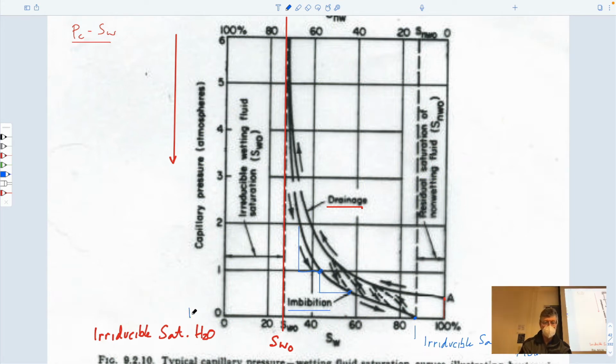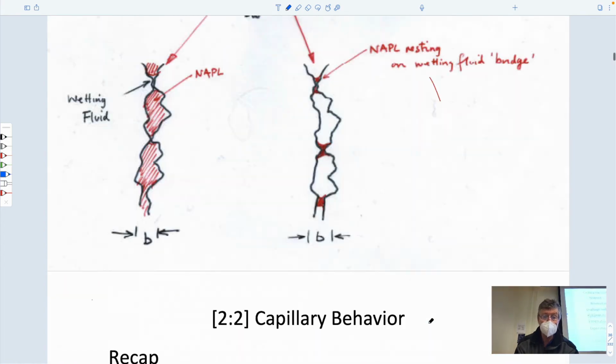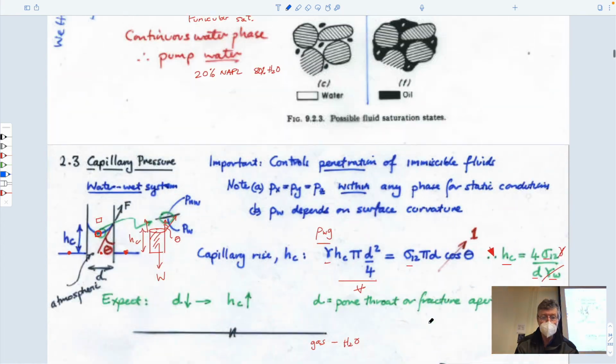This would be wetting. H2O is synonymous with wetting. Non-wetting would be either our air or our NAPL. That's important. And this says something else. This says that no matter how much you back off the pressure, you won't get back to the initial saturation of 100% water saturated. You're left always with some amount of fluid in here. And so if you think about what this looks like, then it looks like exactly the picture we looked at before, last time.